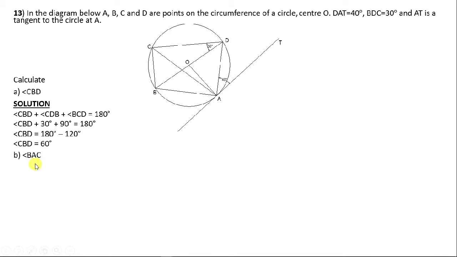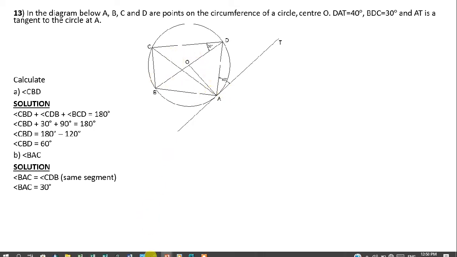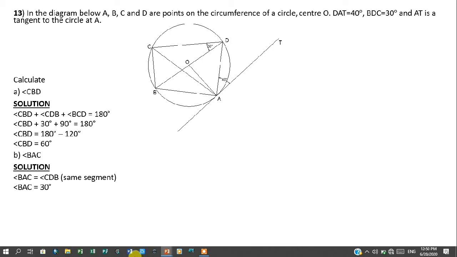We continue. Calculate angle BAC. Angle BAC is that one. So what we are going to do is to find the same segment. This angle should be equal to that one. So angle BAC is equal to 30 degrees because they are in the same segment. This is the segment. So we are saying angles in the same segment of a circle are equal. So angle CBD should be equal to angle BAC. So our angle BAC is equal to 30 degrees because it is in the same segment.